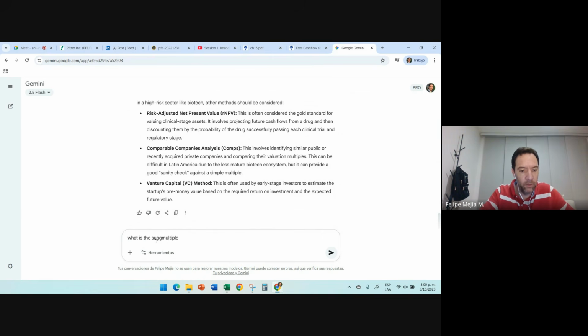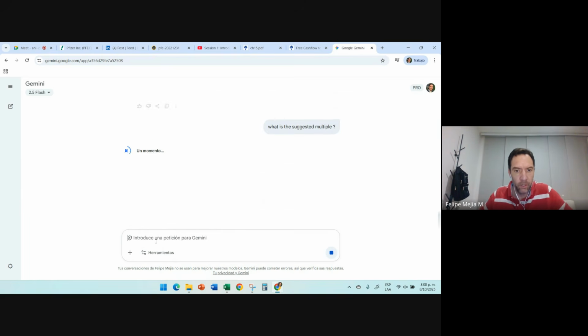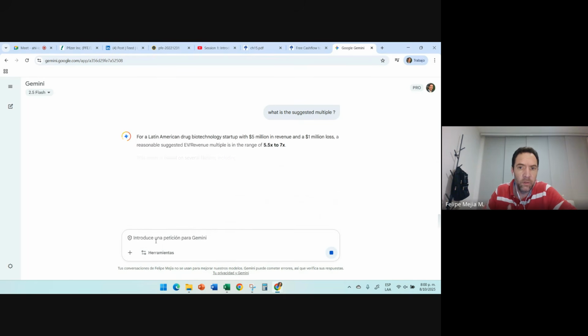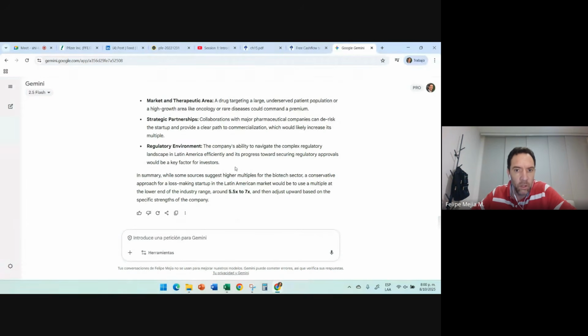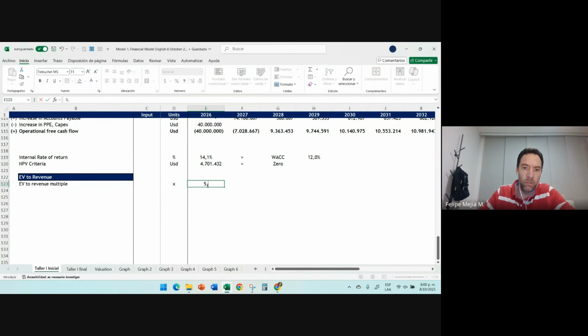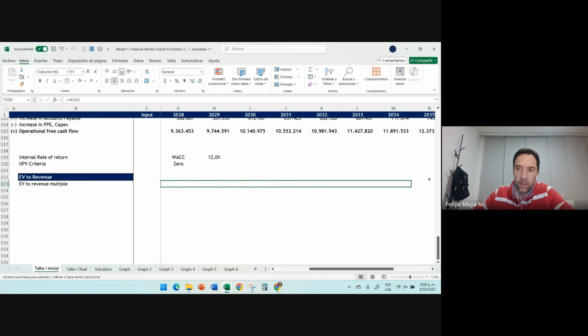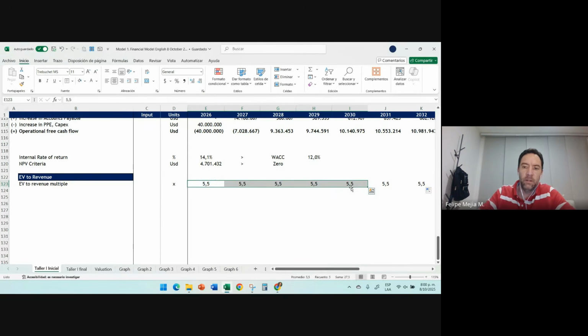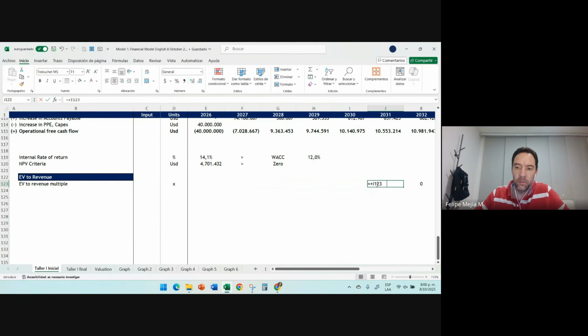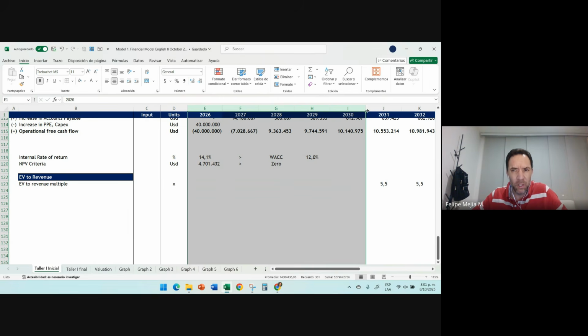Let me just ask again, what is the suggested multiple? It's a long conversation with these things. They're fairly recent though. Okay, it's not changing the multiple, which is good news. And 5.5 to 7x, okay. So let me just go to the lower end of 5.5, and let's take this number. We are not going to value the project in the first 4 years. Maybe those are the stages that we can consider at the beginning of the project. So let me just move all the way up to 5.5.